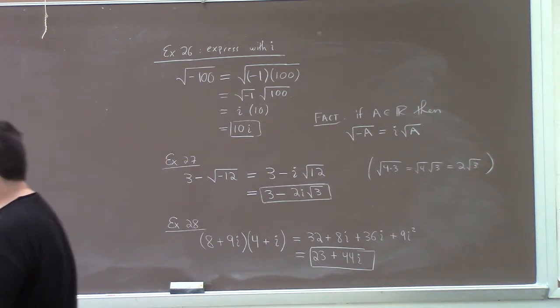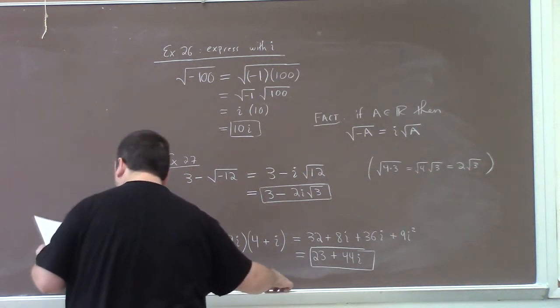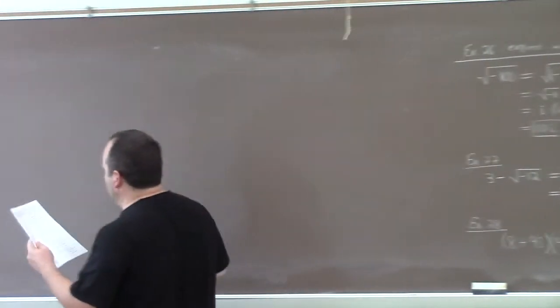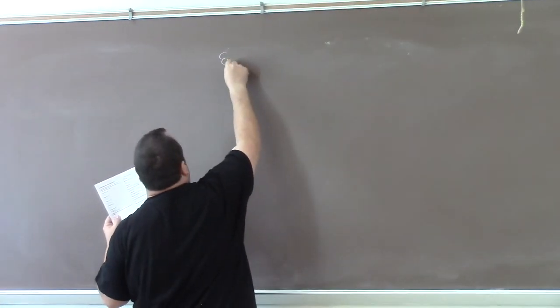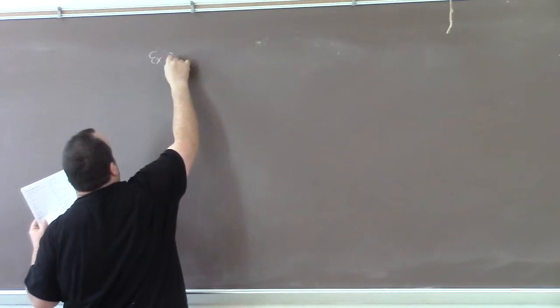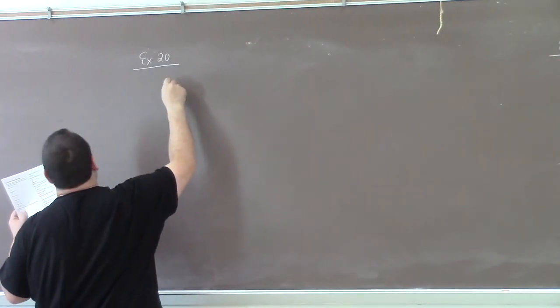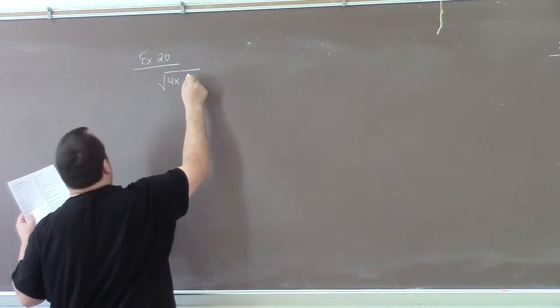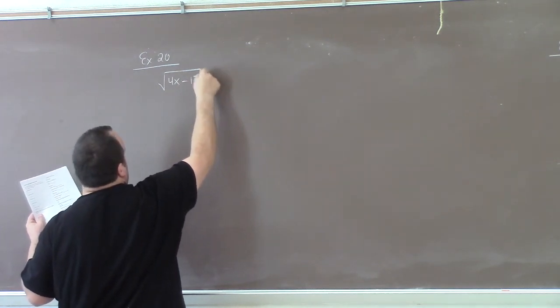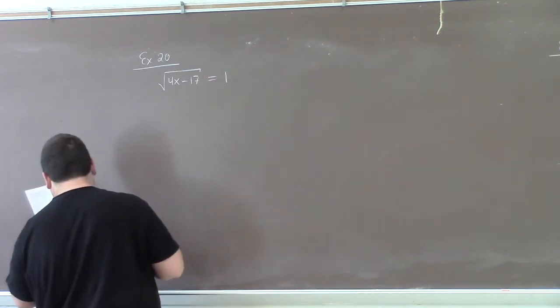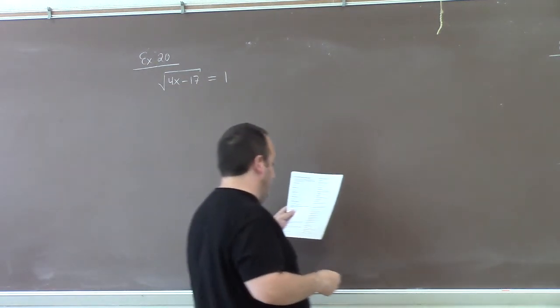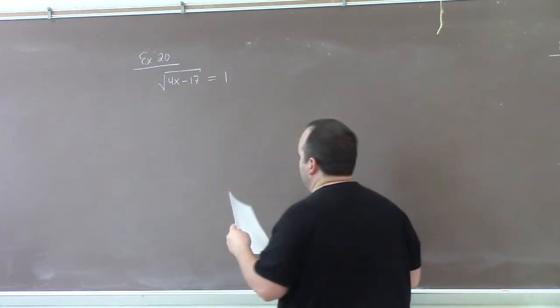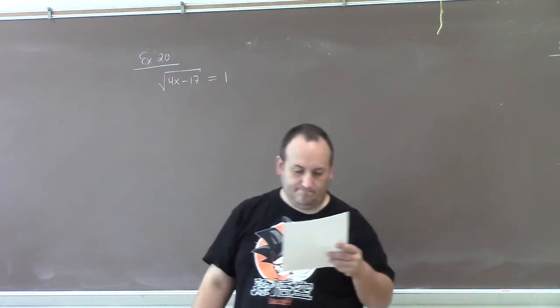And so let us turn now our attention to solving equations with radicals. I might have done this one already, but I'll do it again. Exercise 20: square root of 4x minus 17 equals 1. All right, so how are we going to solve that?